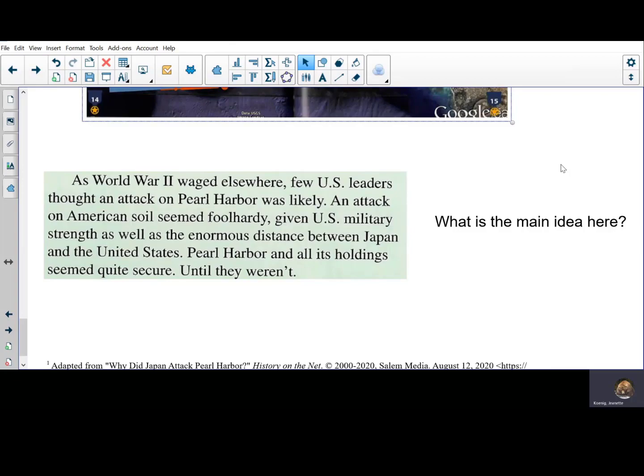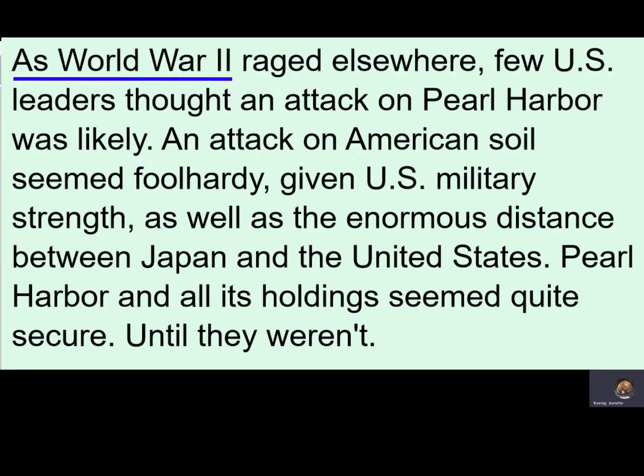Alright, let's look at this next guy here. As World War II raged elsewhere, few U.S. leaders thought an attack on Pearl Harbor was likely. An attack on American soil seemed foolhardy given U.S. military strength as well as the enormous distance between Japan and the United States. Pearl Harbor and all its holdings seemed quite secure, until they weren't.